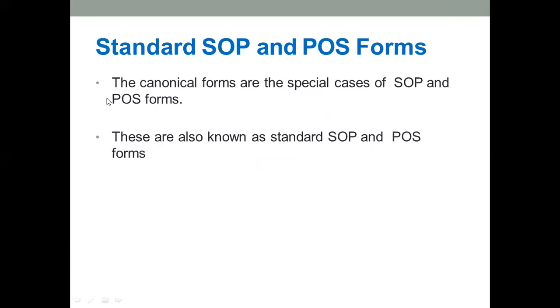Now we have some standard SOP and POS forms. The canonical forms are special cases of SOP and POS forms. These are also known as the standard SOP and POS forms. The canonical form is considered the standard form only. So whenever the term canonical form comes, it means that we have the standard SOP or the standard POS form.